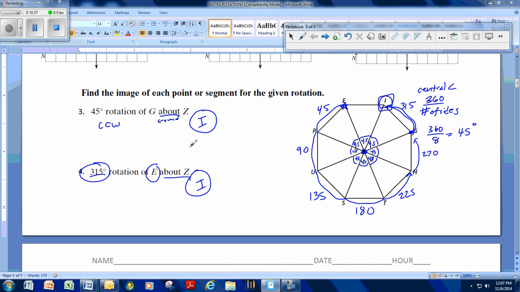Okay, so we went over the rules on how to rotate 90 degrees clockwise, counterclockwise, a 180-degree rotation, and we also rotated around a given shape as well.